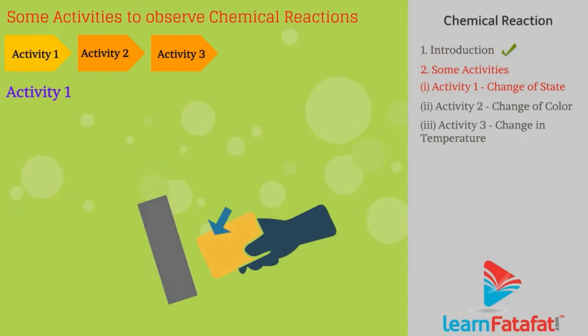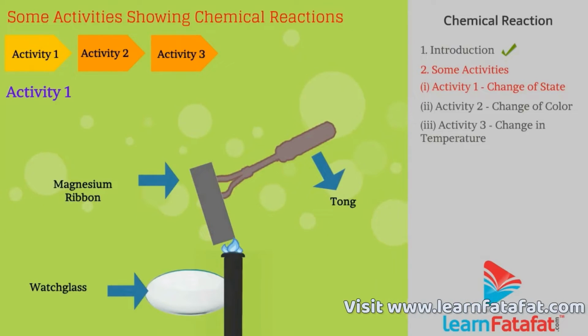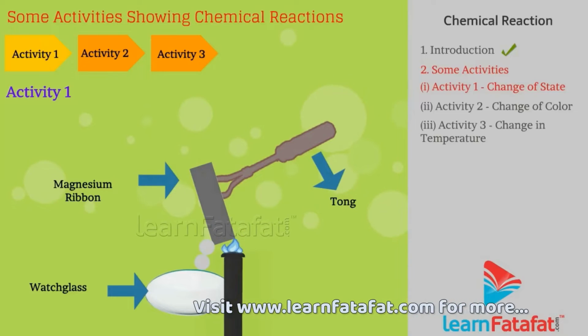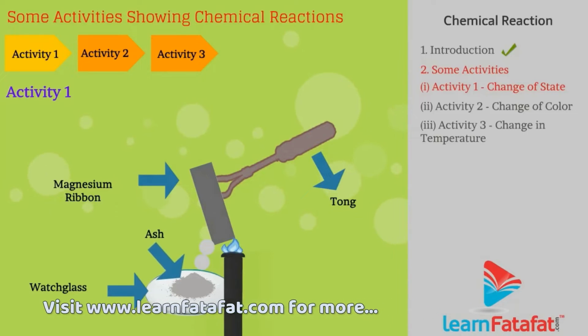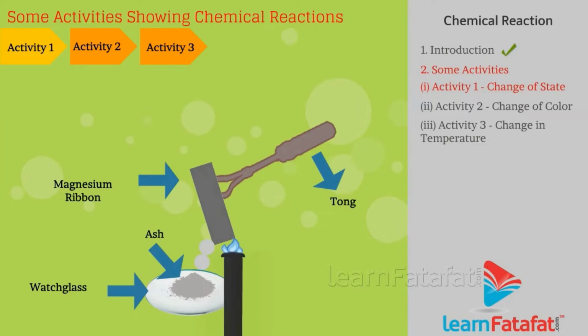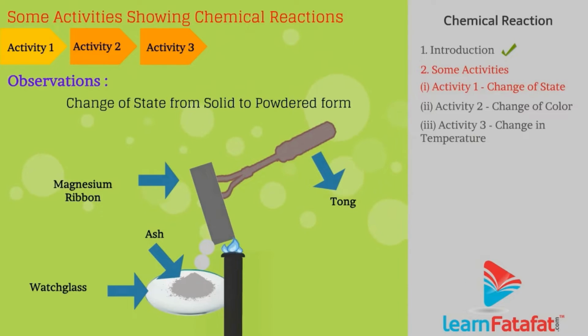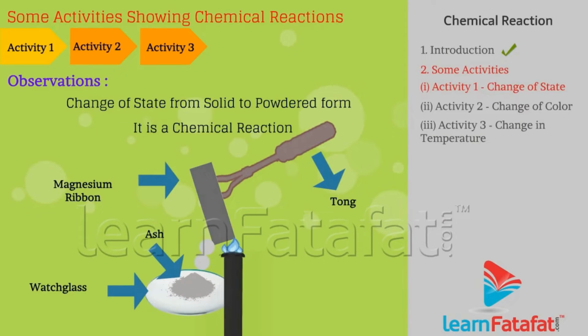Activity 1. Clean a 2 cm long magnesium ribbon by rubbing it with sandpaper. Hold it with tongs. Burn it using a spirit lamp and collect the ash formed in a watch glass. Observation: the magnesium ribbon is burned and transformed to ash. That is, change in state. Therefore, it is a chemical reaction.